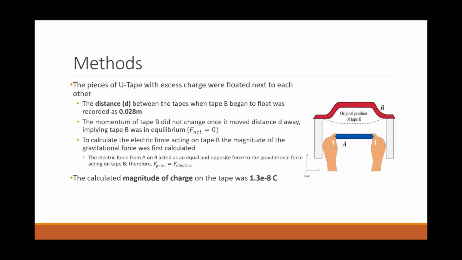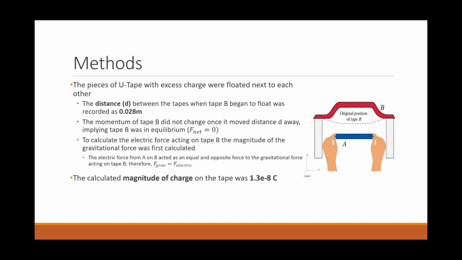I floated the two pieces of U-tape with the same magnitude of excess charge next to each other and observed a separation distance of 0.028 meters. The momentum of tape B did not change once it moved d distance away, implying tape B was in equilibrium and F net was equal to 0.